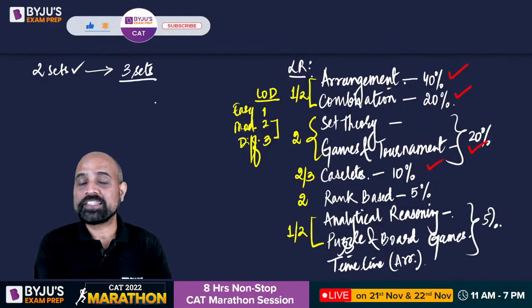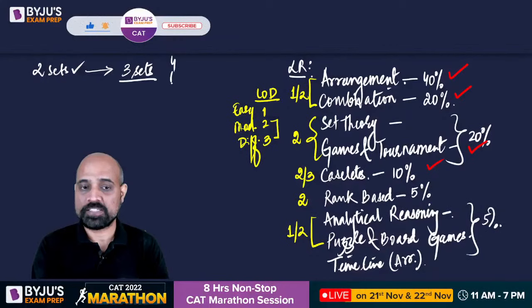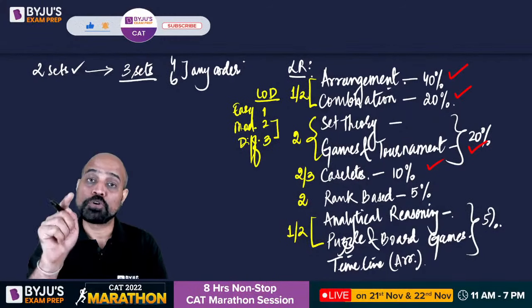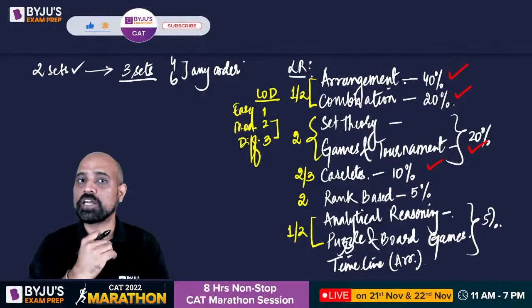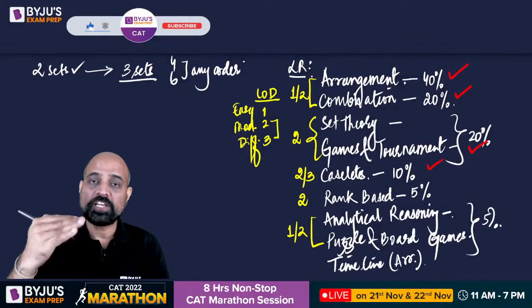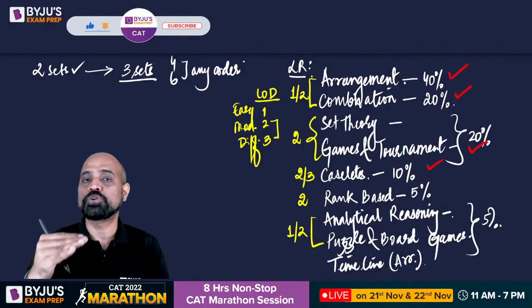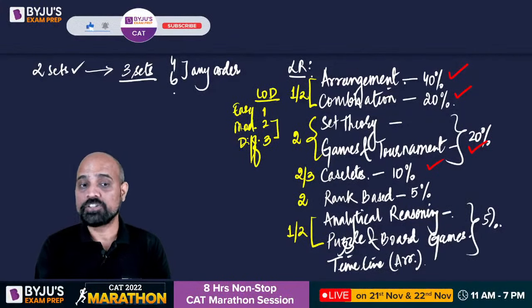So if you are doing 3 sets, make sure that you go for a 4 question set, a 6 question set in any order first. Don't attempt 4 question and 4 question set. Don't do that. Tab to third set 6 question ka nahi hoga. So initially your target is to solve 4 question and 6 question set, and then you move to the 4 question set.